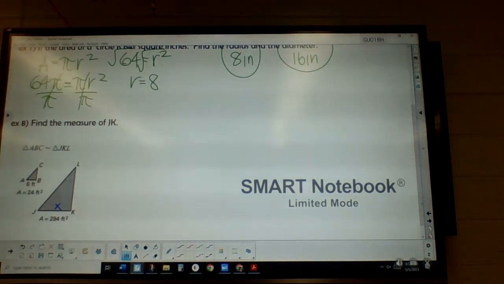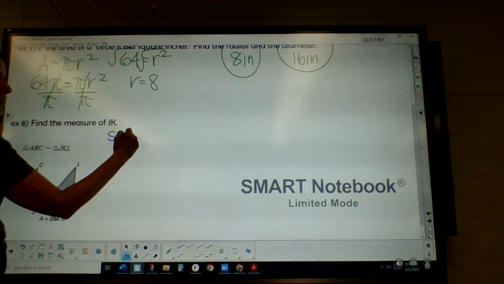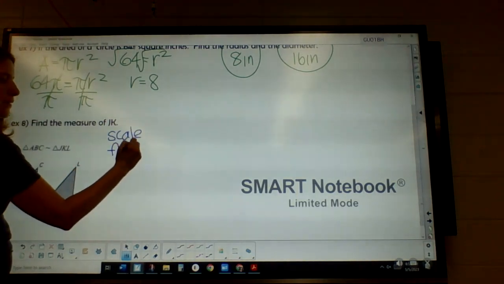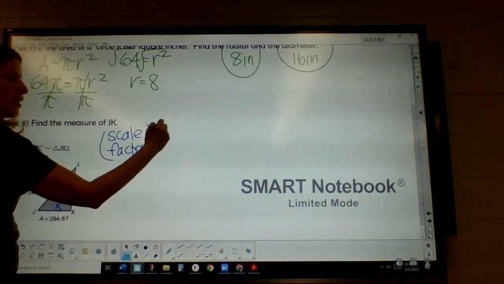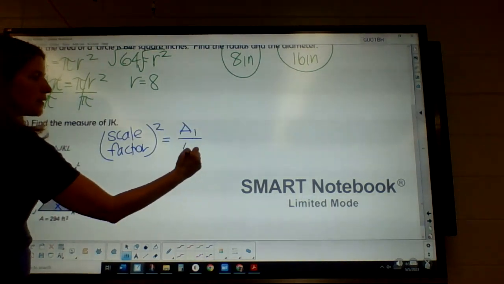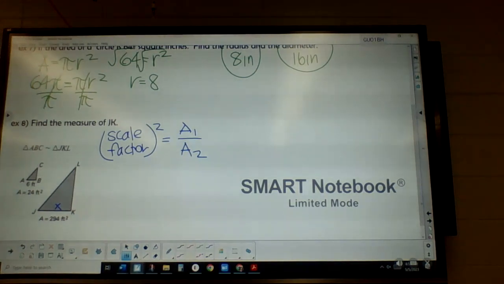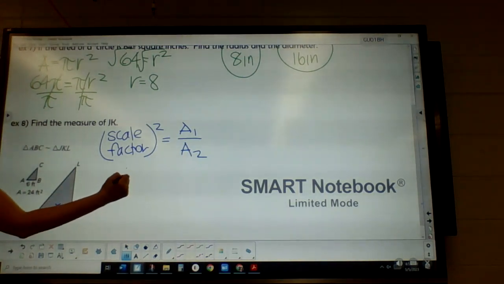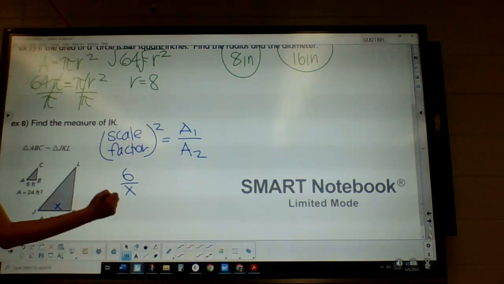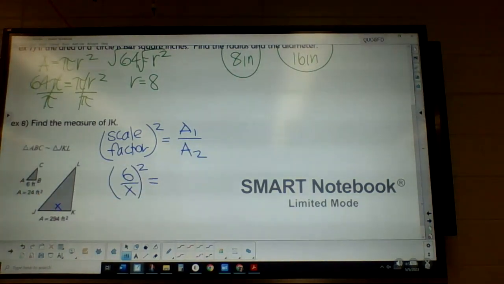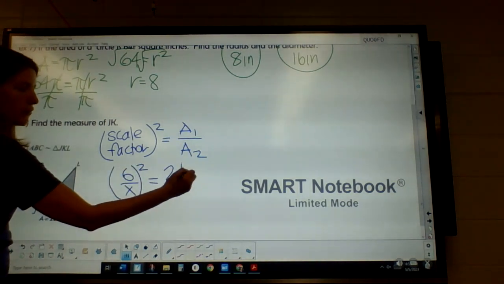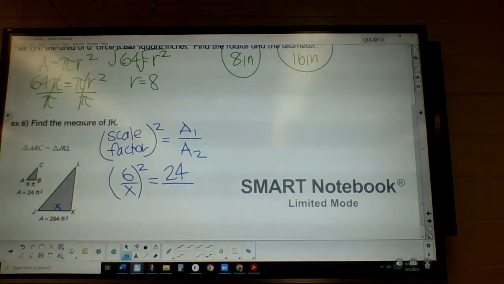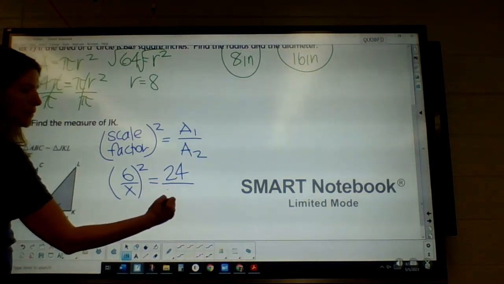So, okay, guys, remember that the scale factor squared is going to equal the ratio of the two areas. So the scale factor is going to be 6 to x. I don't know what that part is yet, but I have to square it. And that's going to equal the ratio of the area. So since the 6 is with the 24, I'm going to put 24 on top. Since the x is with the 294, I'm going to put that on the bottom.